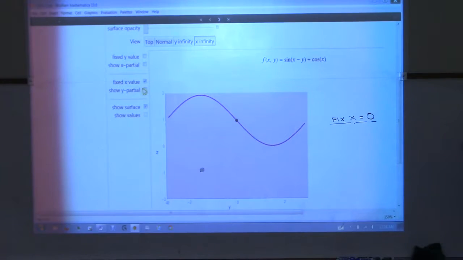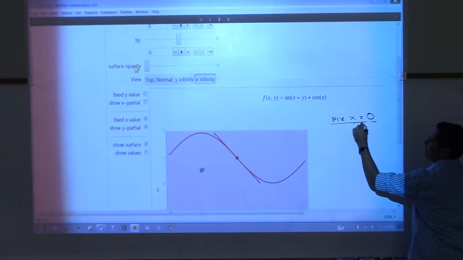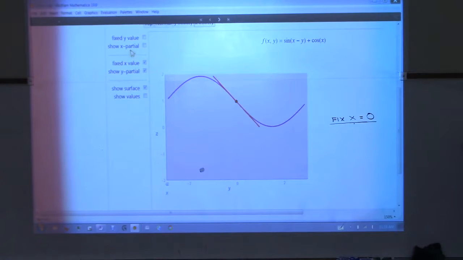There's your curve, right? And then let me show you the slope of that tangent line. Now look, if I change the value of x right now, what's going to happen? Wait, sorry, I fixed x at 0, didn't I? I can't change the value of x. If I change the value of y, what's going to happen?